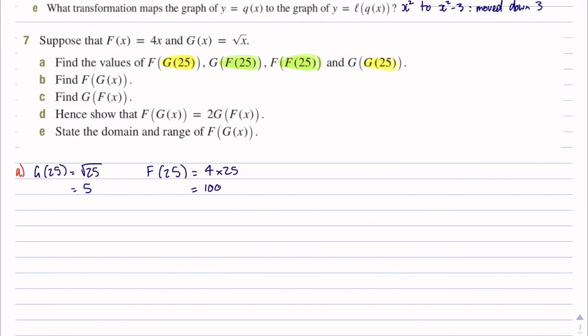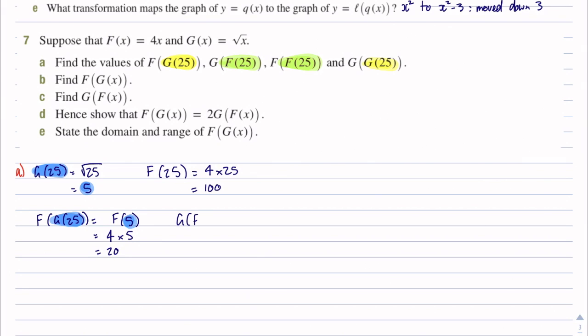Which means f of g of 25 is the same as f of 5, because g of 25 was 5. g of 25 came out as 5, which means we've got 4 times 5, which gives us 20.